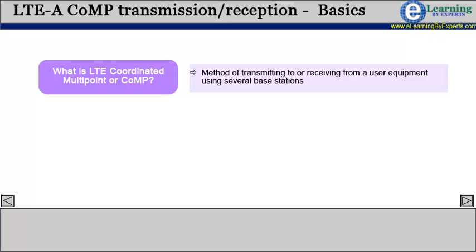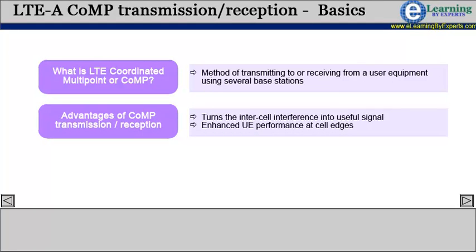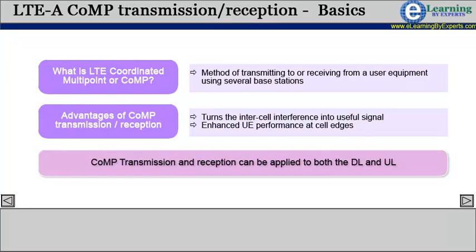Essentially, LTE CoMP turns the intercell interference into useful signal, especially at the cell borders where performance may be degraded. It results in enhanced UE performance even at cell edges. Coordinated multipoint can be applied to both the downlink and uplink.